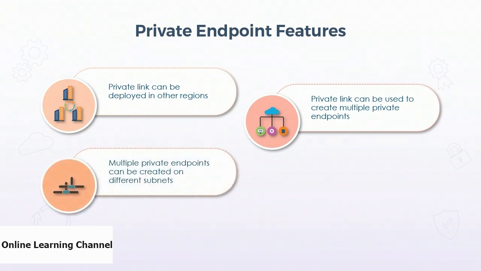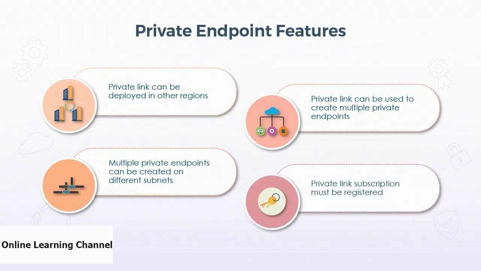Multiple private endpoints can be created on different subnets that are within your same VNet. And private link subscription must be registered. The subscription for the private link resource must also be registered with Microsoft. So that's some things you have to take note of before you use this feature.